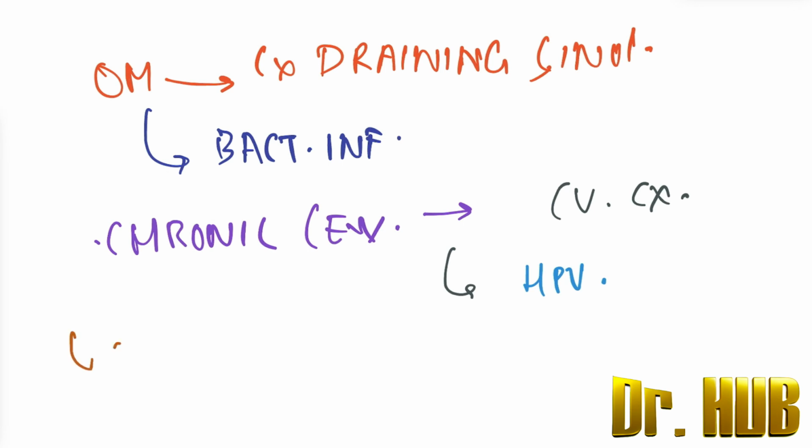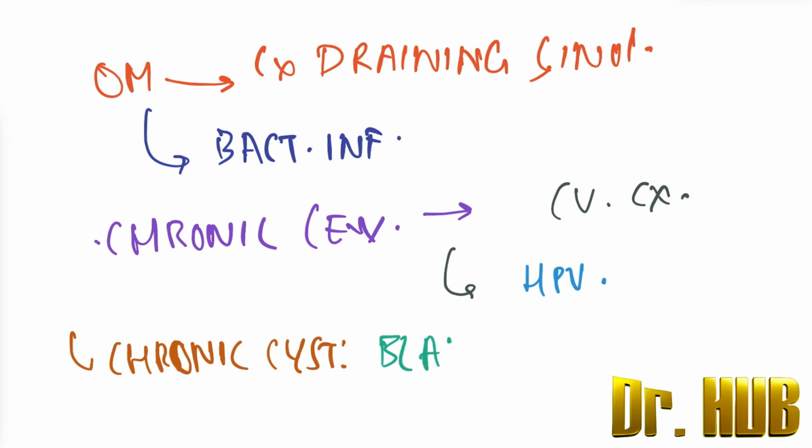Next is chronic cystitis. So here in chronic cystitis, what is involved? It is bladder carcinoma, and looking at the etiological agent, it is schistosomiasis.